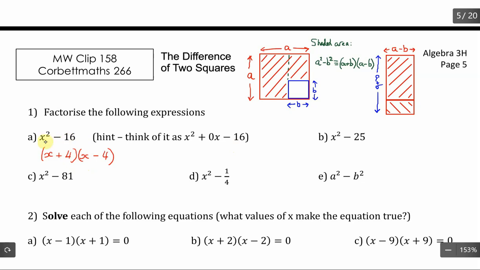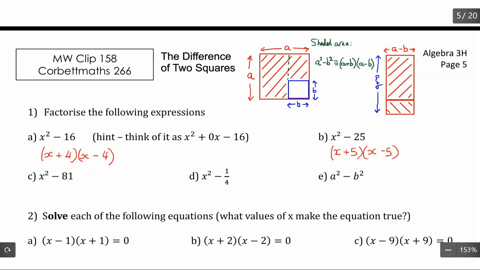Okay, one easy way to spot questions involving the difference of two squares is that you're usually given square numbers. Okay, so on this next one, we'd look at that and we'd think, oh, this is a square number, this is a square number, so this is the difference of two squares. So in my brackets I'm going to have x to get that x squared term, and then I'm going to have a plus 5 and a minus 5.